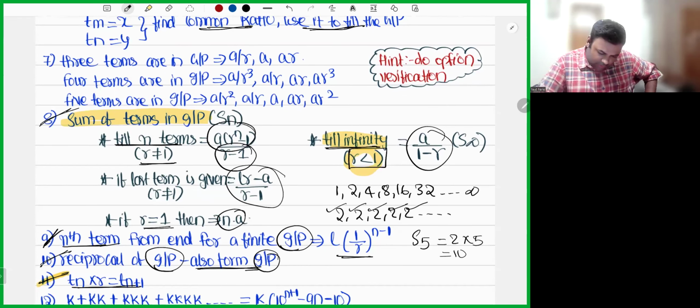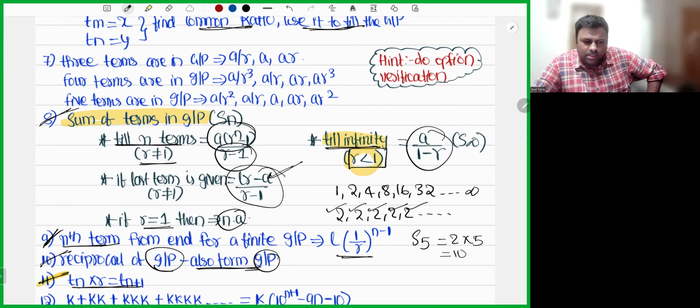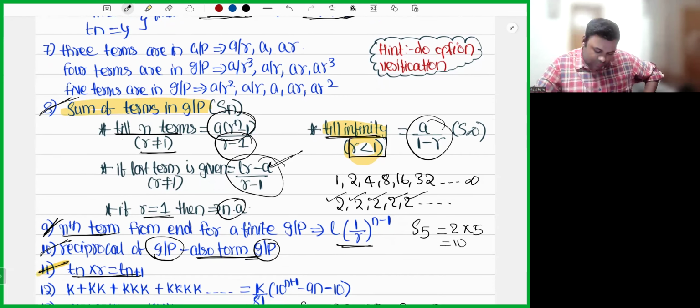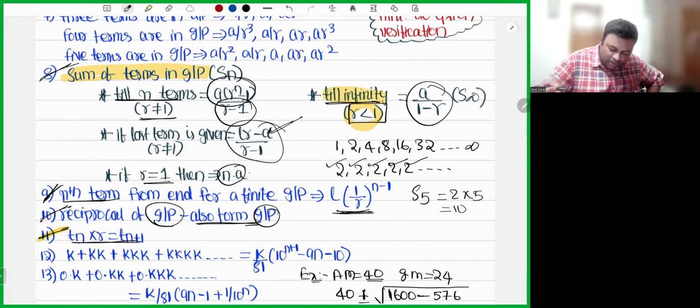Sorry, not this one. This is from last term. This is the formula: L into LR minus A divided by R minus 1. Hence, this is the sum of n terms in GP if the last term is given. Next, this one: nth term from the end, L into 1 by R whole power n minus 1.